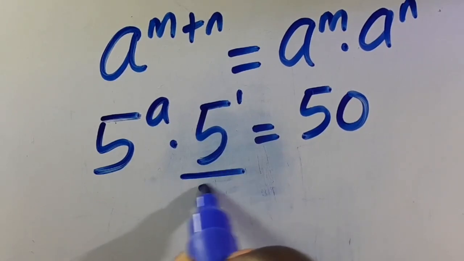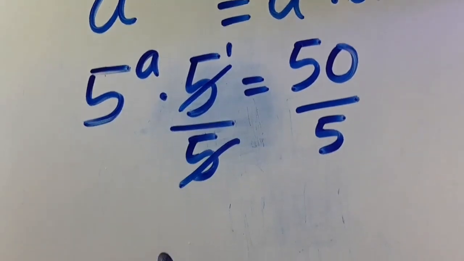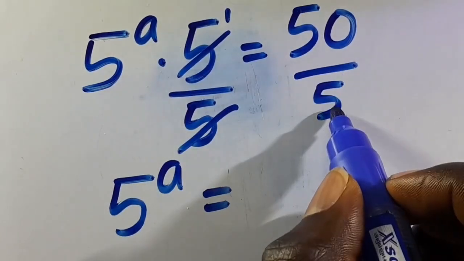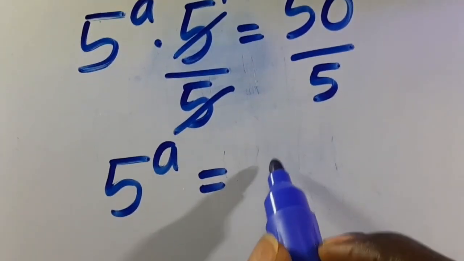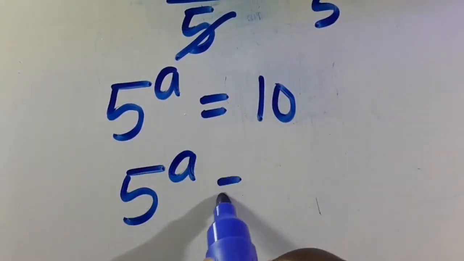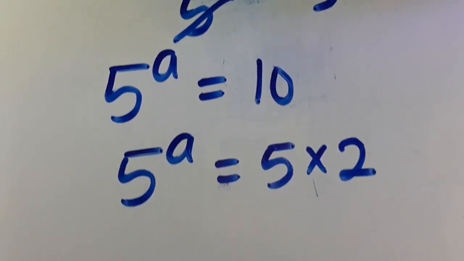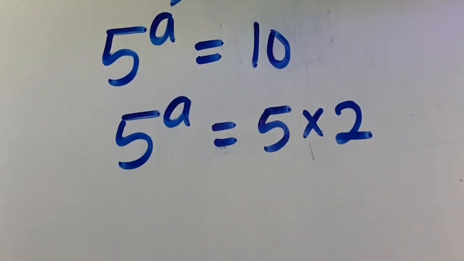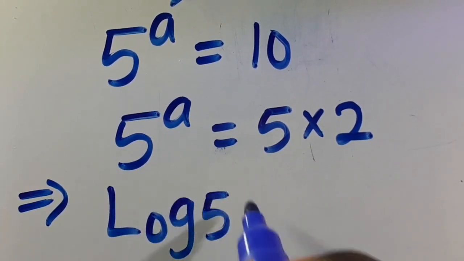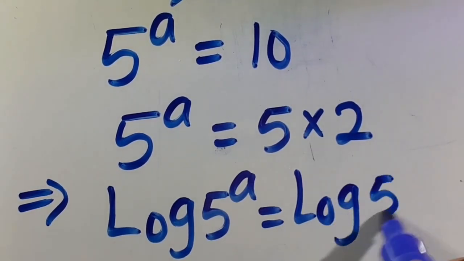Then let's divide through by 5. So this and this will cancel. We are left with 5 to the power of a equals 50 divided by 5. We have it to be 10. Then we have 5 to the power of a equals, we can have 10 as 5 times 2. To get the value of a, let's introduce log. So this implies we have log of 5 to the power of a equals log of 5 times 2.